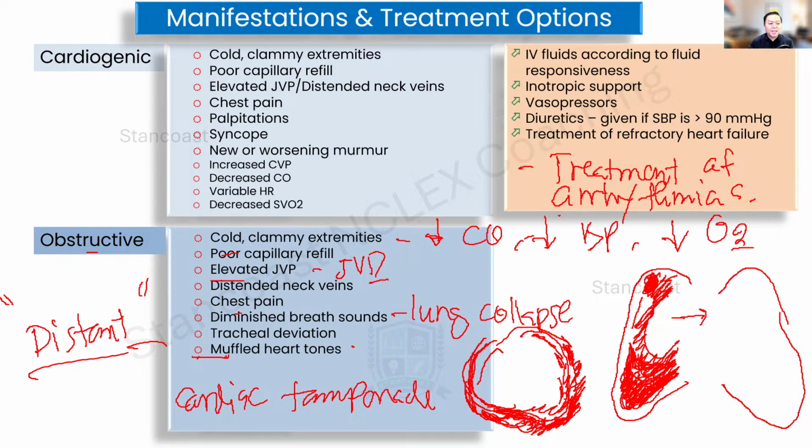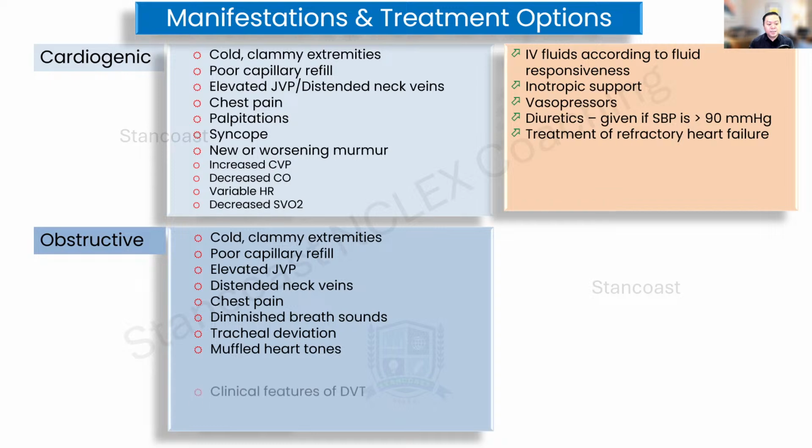Now, another manifestation here in the obstructive type of shock will be features of DVT, wherein the person will end up with swelling on the leg. There will be warmth, pain on the affected limb. And this is caused by the clot, right? Yeah, of course, clot formation. Clot blockage.